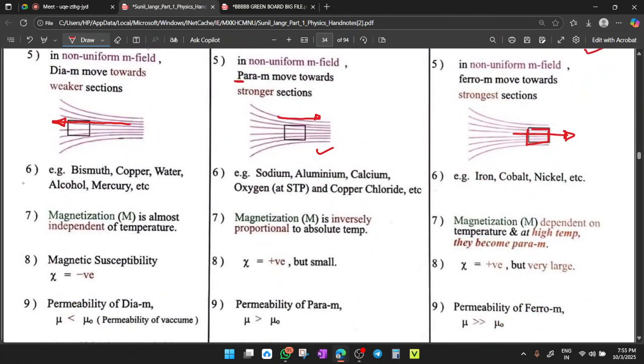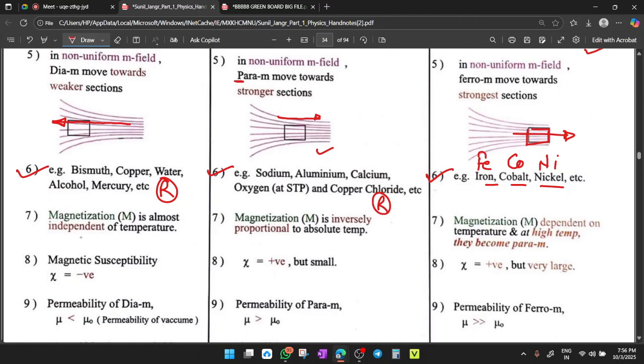Now, examples of diamagnetic materials are bismuth, copper, alcohol, mercury, etc. Here, sodium, aluminium, calcium, oxygen, and copper chloride are the paramagnetic examples. You must learn them. At least two examples you must learn. And ferromagnetic are iron, nickel, and cobalt. In chemistry, this is Fe, Co, Ni, lying on the same period in the d block.